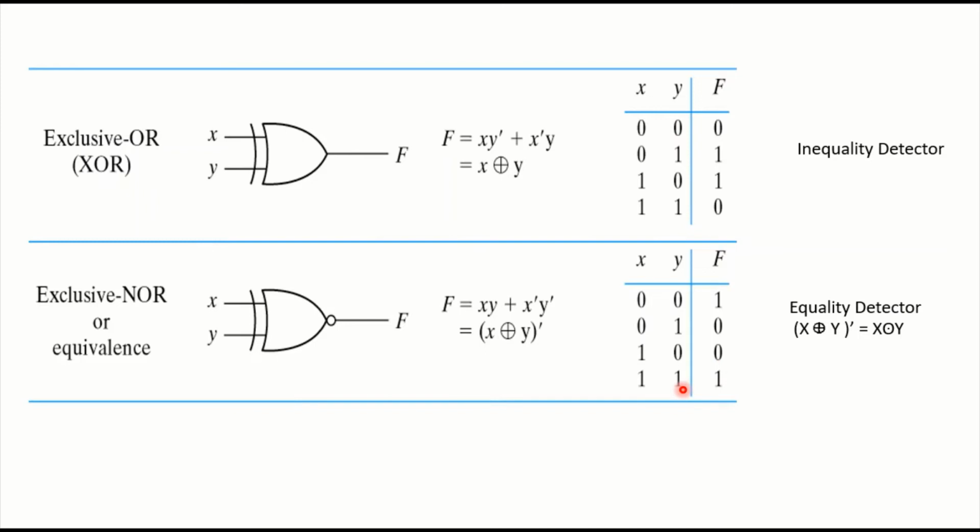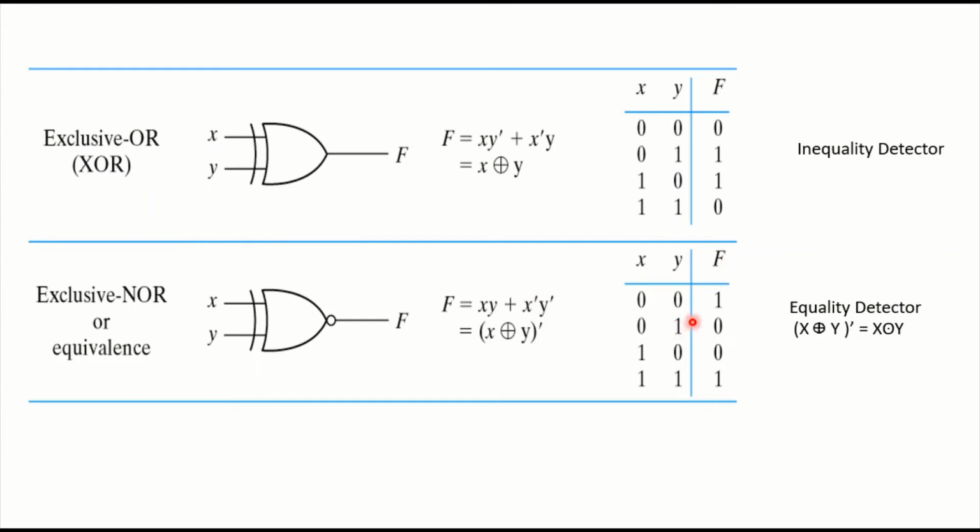For 1 1, x will be equal to 1, y will be equal to 1. We will get 1 over here, plus this term, which will be x bar 0, y bar 0. This term will be 0. So for 1 1, we will get 1 at the output due to this term. And for 0 0, we will get 1 at the output due to this term.